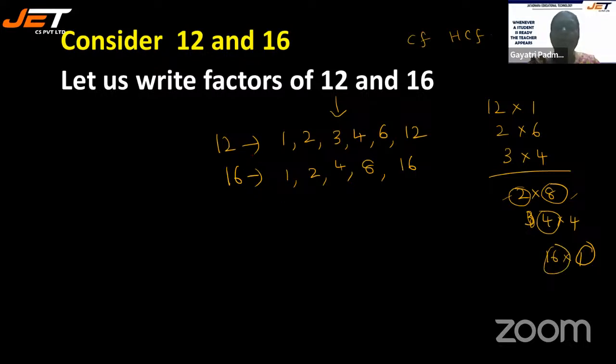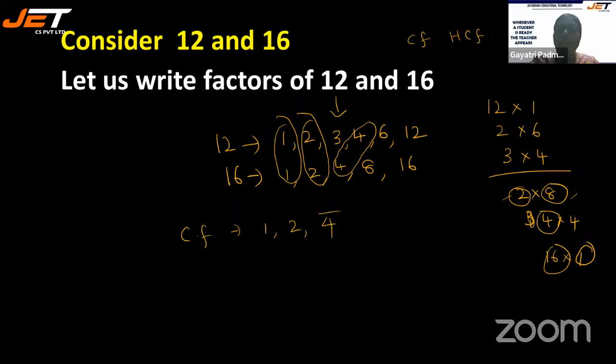All right, so now let us list down the common ones. Okay, so 1, 2, we have 4, 3 is not here, 6 is not here, 12 is not here, 8 and 16. So the common factors are 1, 2, 4. In this, the highest common factor is 4. Okay, so what is HCF? It is 4.